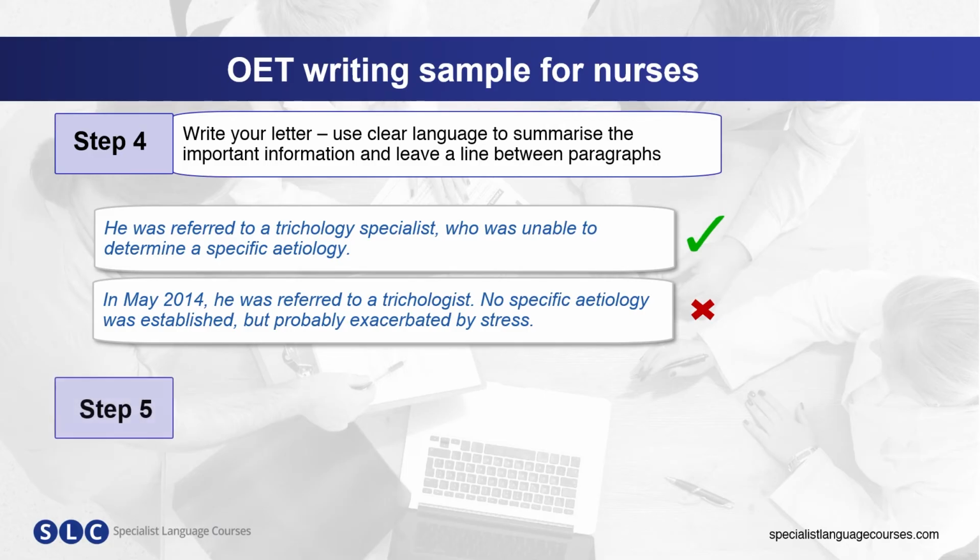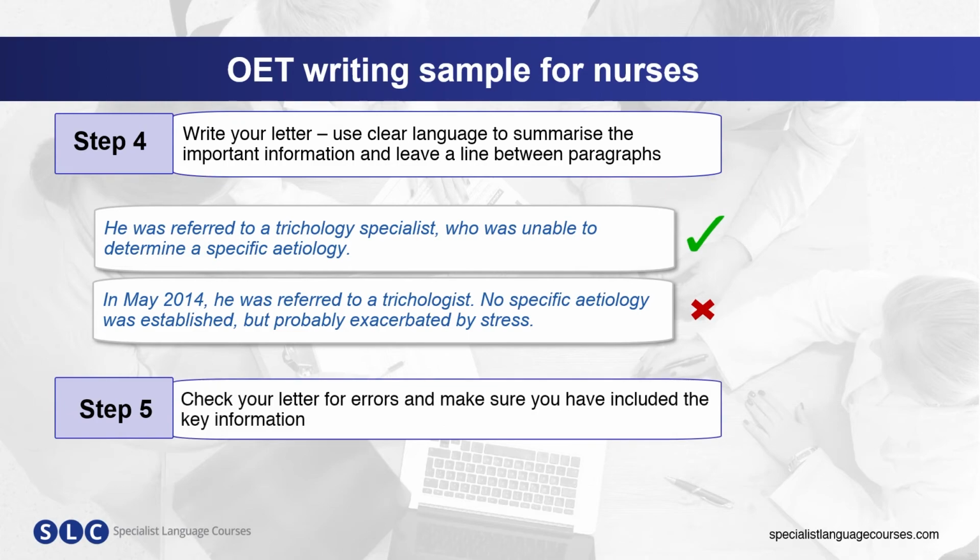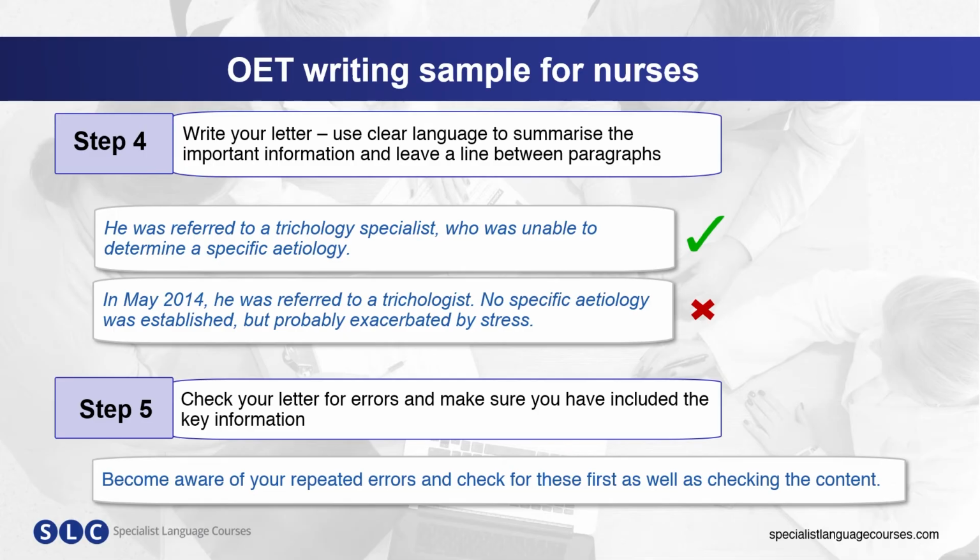Finally, step 5, check your letter for errors and make sure you've included the key information. Use your plan as a checklist to make sure you've included all the relevant information, and become aware of your repeated language errors. Check for these first, rather than just reading through your letter. For example, if you know you often make mistakes with articles, then look specifically for any possible errors with these when checking your letter first.